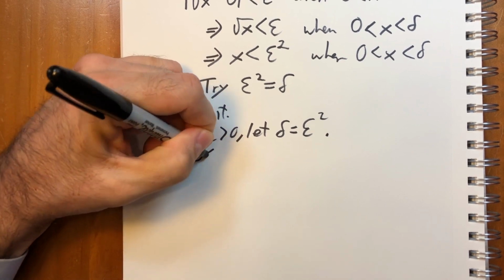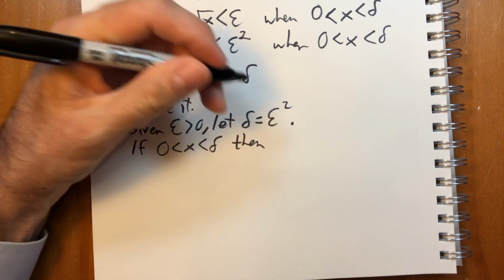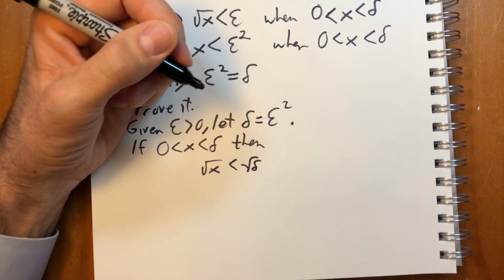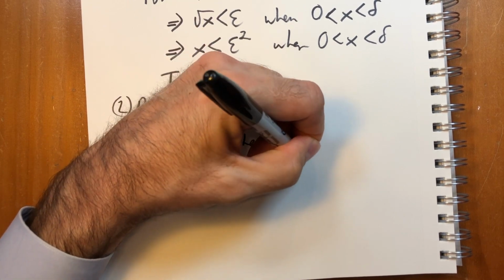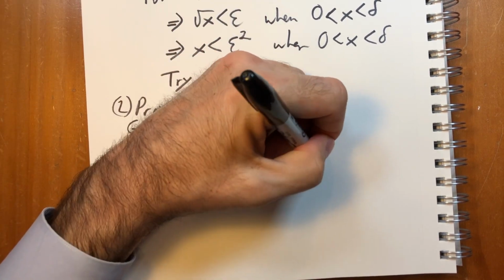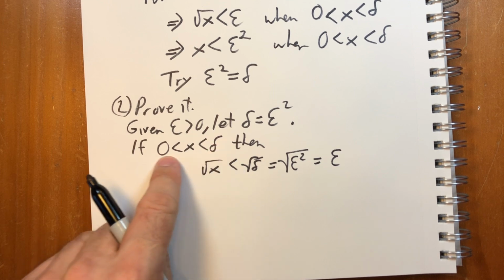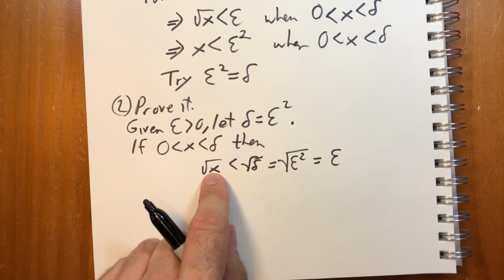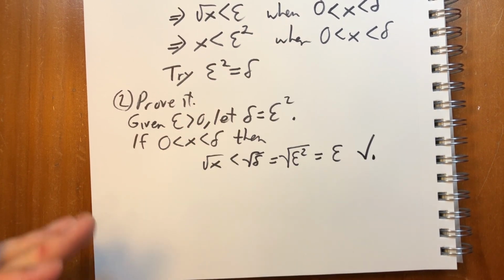So if x is between 0 and delta, then the square root of x is less than the square root of delta, and delta equals epsilon squared, so that's the square root of epsilon squared, which equals epsilon. And that's it. Because we showed that if x is within the distance delta on the right-hand side, then the square root of x will be less than epsilon. That's what we needed to prove. Okay, that wasn't too bad.